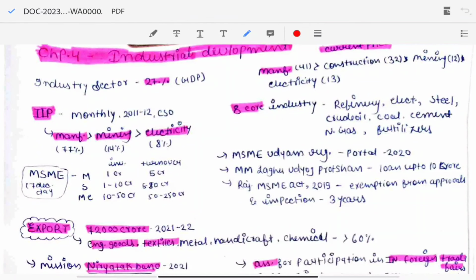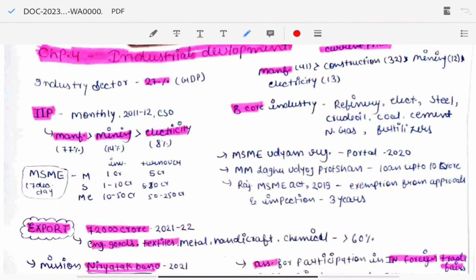And one more thing, I couldn't find my highlighter, so I had to highlight them with this one. Some of the things are not clearly visible, but I'll be explaining everything.